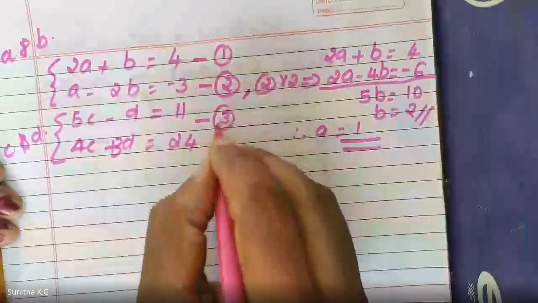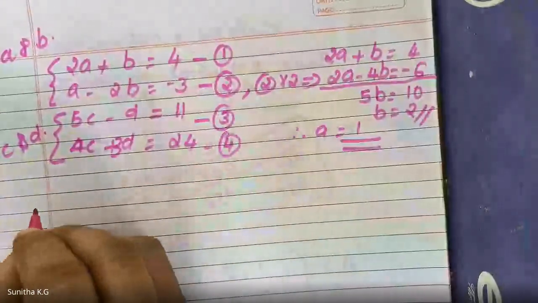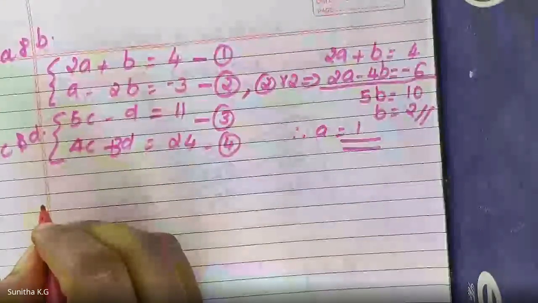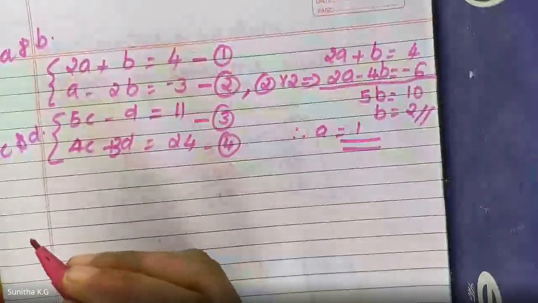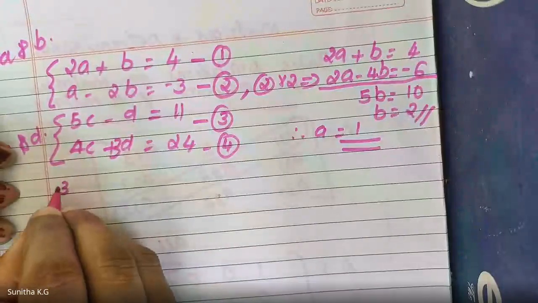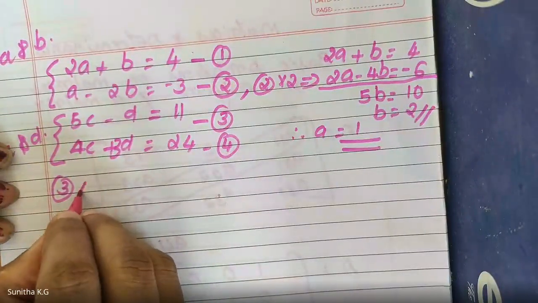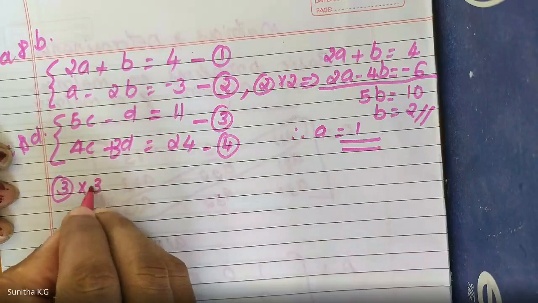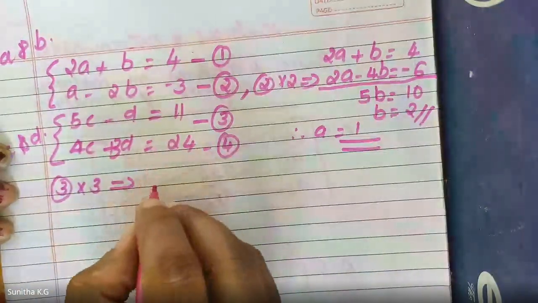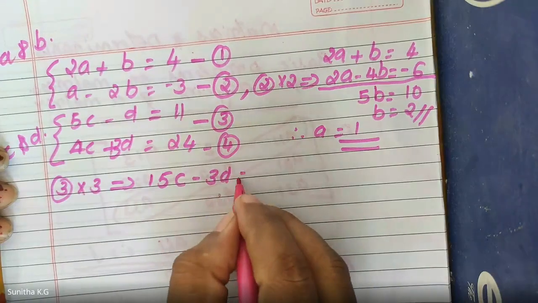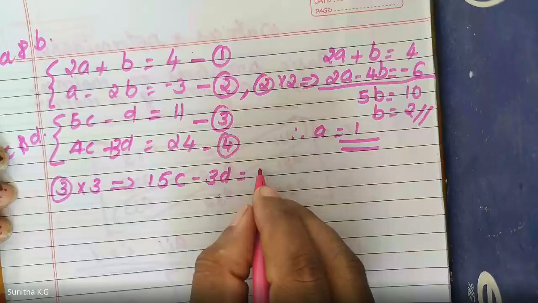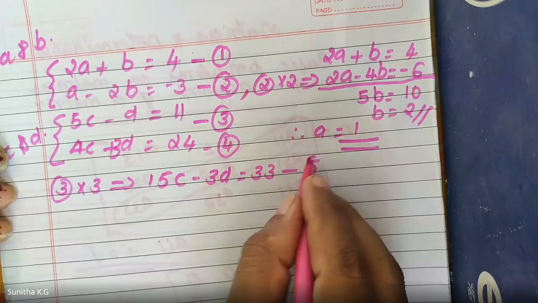Next we have to solve which one? Our equation 3. This one is taken as equation 4. What do we have to do for solving equations 3 and 4 to get the values of C and D? Simply multiply equation 3 by 3. Then what do you get? 15C minus 3D equal to 33. Put it as equation number 5.